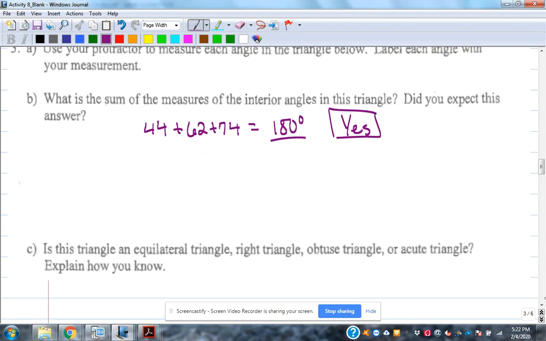If it's a right triangle, it's got a 90-degree angle. Why is it an acute triangle case? All the angles are less than 90 degrees. They're all acute angles, right? We know the rule for acute angles is that they're all less than 90 degrees.